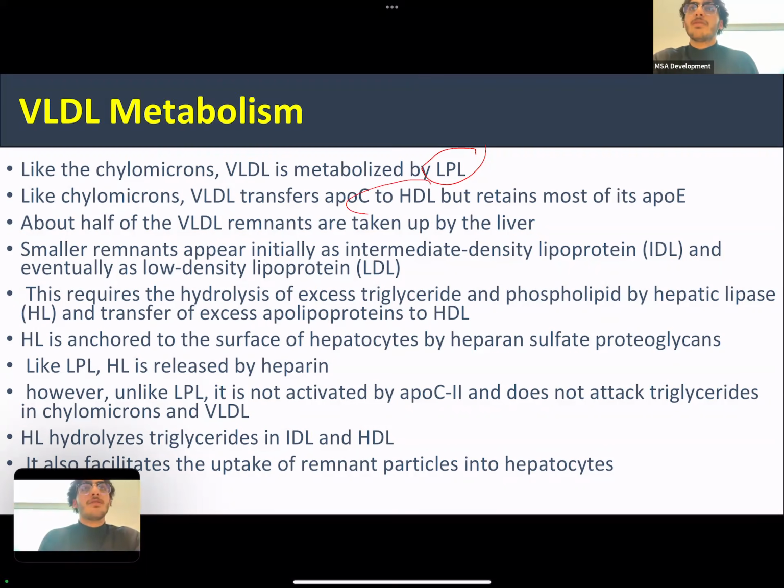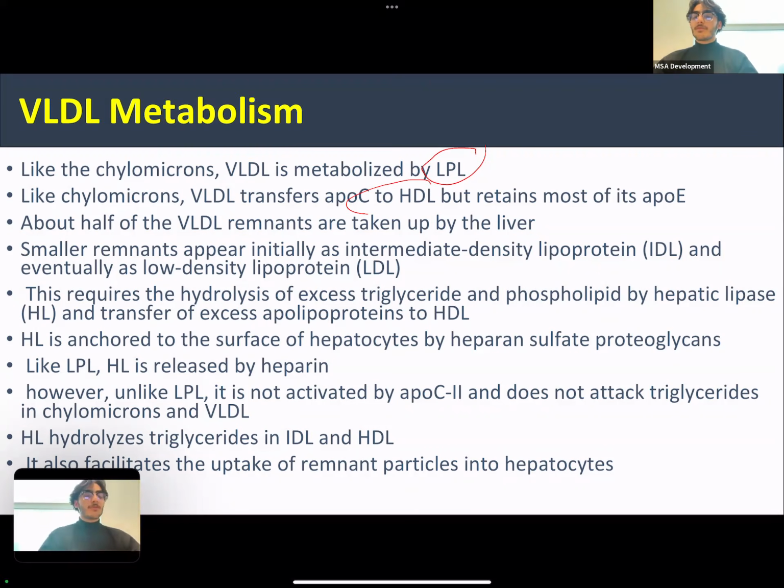Now, this is pretty low yield. I don't think you would need to know a lot of these points. Smaller remnants appear initially as intermediate density lipoproteins, and then they eventually transform into LDLs. Okay, this requires the hydrolysis of excess triglyceride and phospholipid by hepatic lipase and transfer of excess apolipoproteins to HDL.